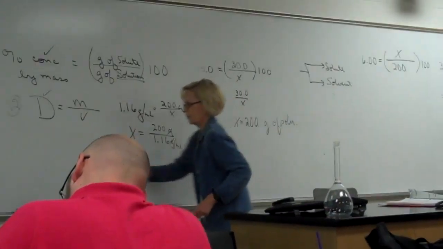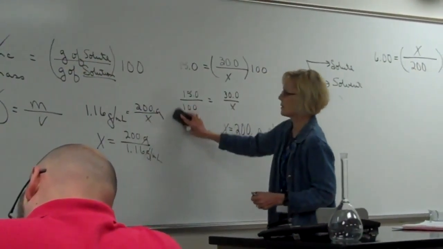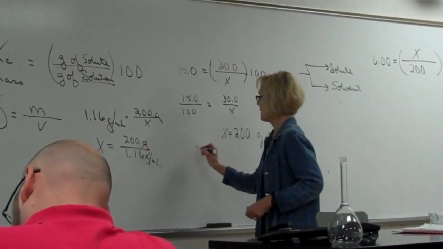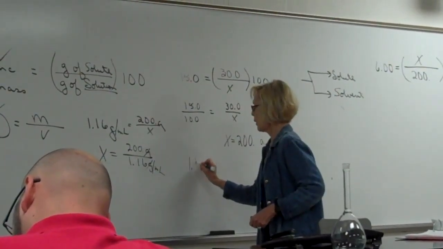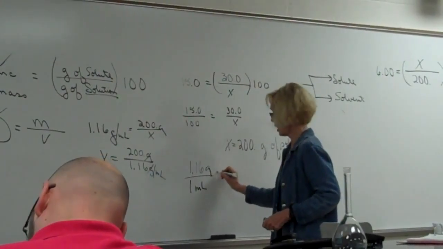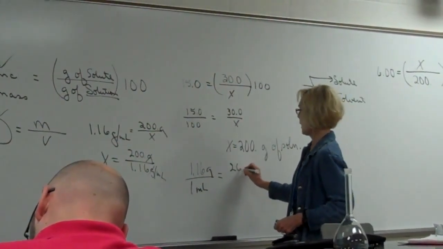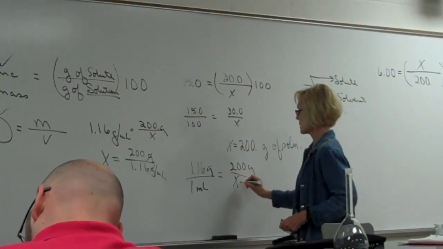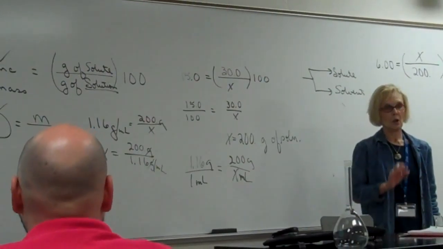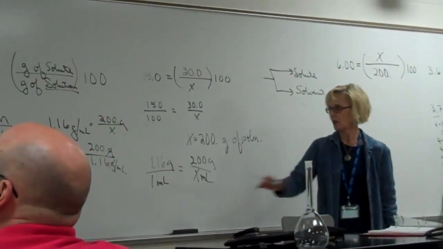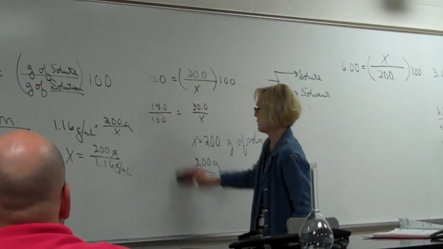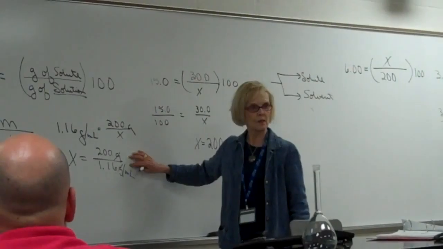Okay, now, here is one other way you can think about density if algebra just gives you fits. You can think of it: 1.16 grams in 1 mL is equal to 200 grams in X mL. And we just turned it into a ratio and proportion. Whatever does it for you. Okay, but we will get the same answer, hopefully, either way we do it. So we're going to divide this out.